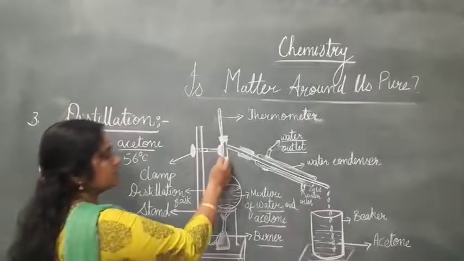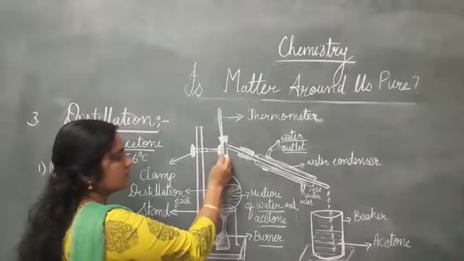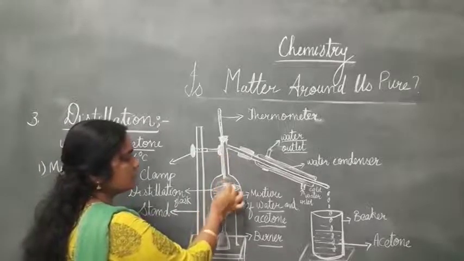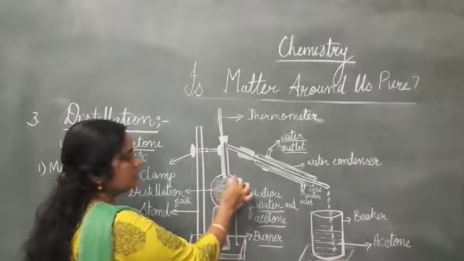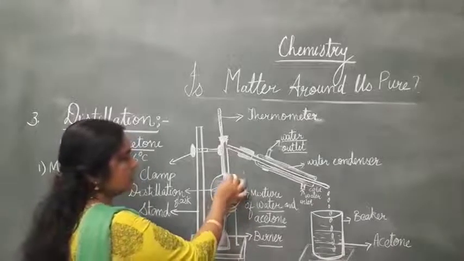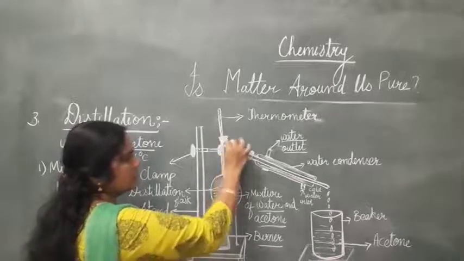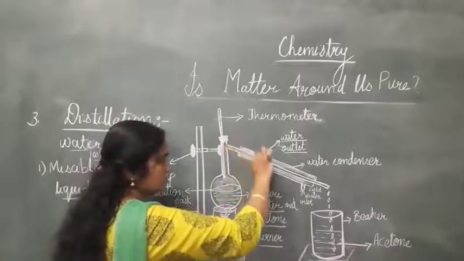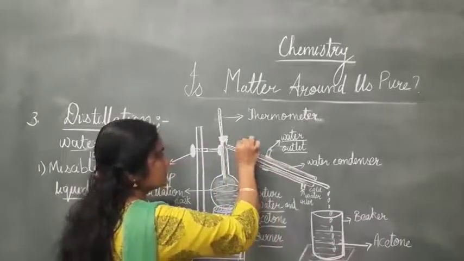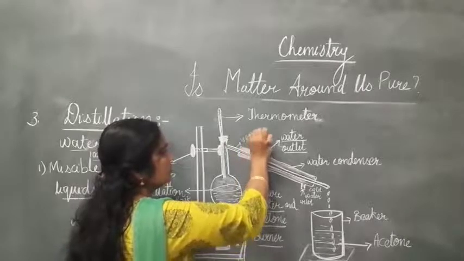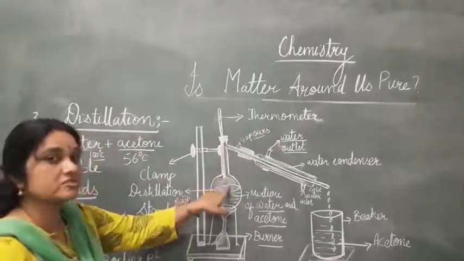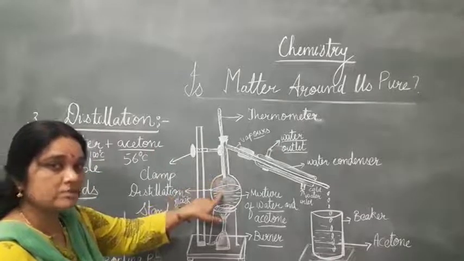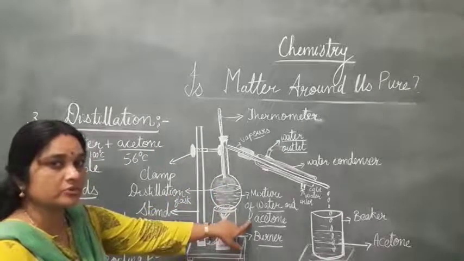When the temperature reaches around 55 or 56 degrees Celsius, you can see the vapors of one of the liquids formed over here. As you go on heating slowly, this vapor will rise and pass through this inner tube. So can you tell me, at 56 degrees, the vapor of which substance will come out first? Is it water vapor or the vapors of acetone?